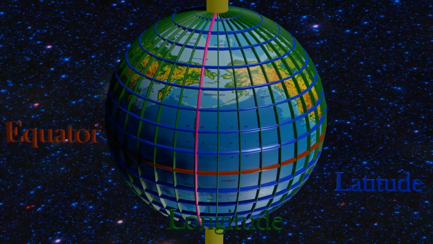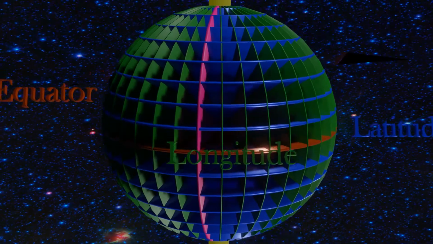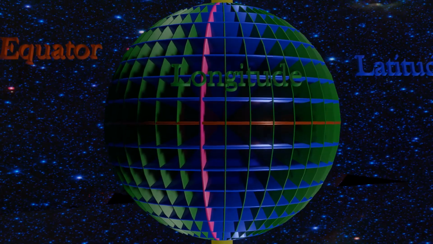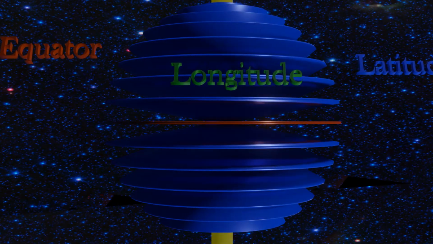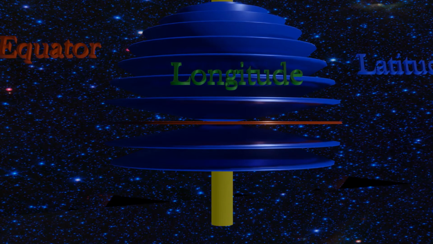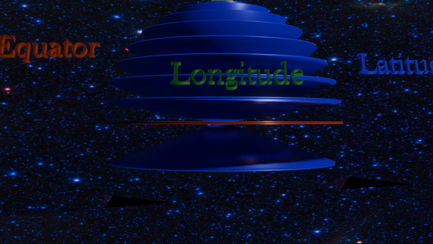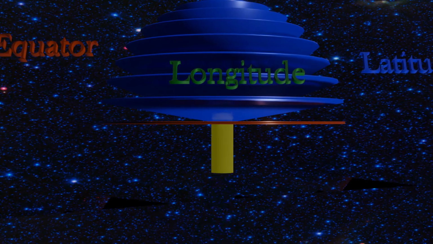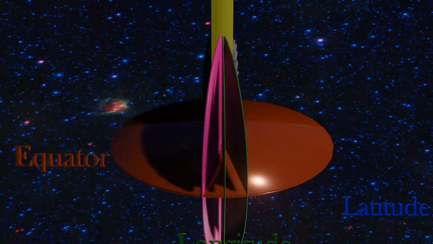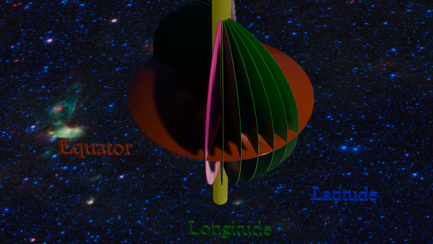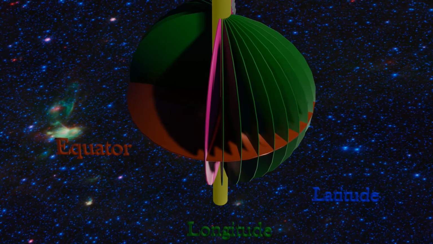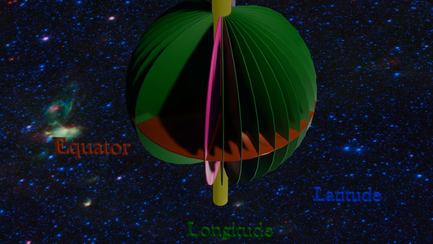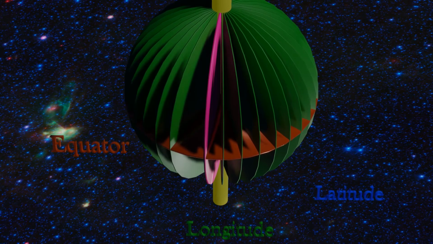We talk about degrees of latitude and degrees of longitude. The latitude lines are measured from the centre of the globe and start at 0 degrees and go up to 90 degrees. The lines of longitude are measured from the prime meridian, 180 degrees to the east or 180 degrees to the west.